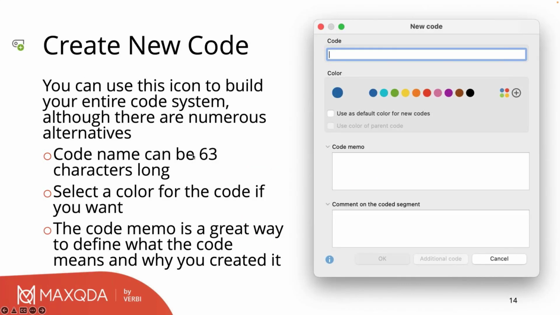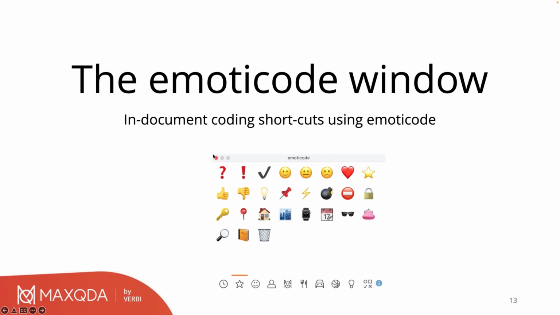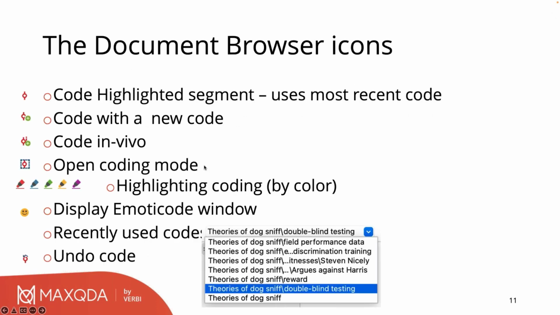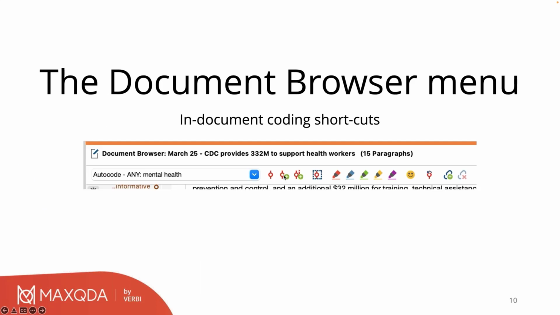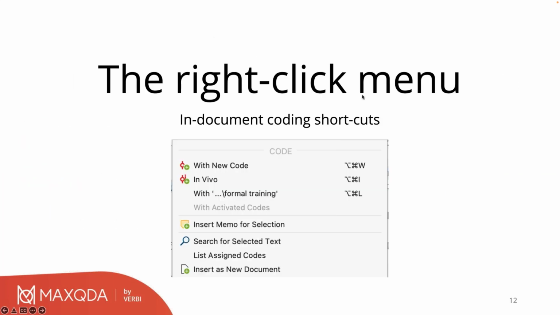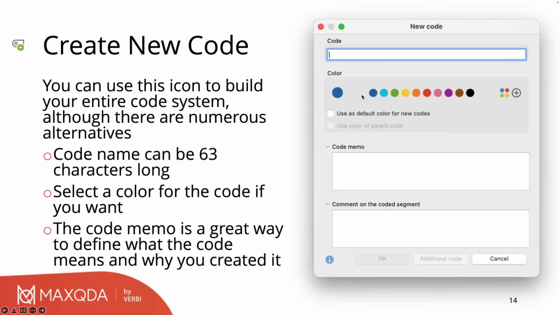Anytime you click that, create a new code, in whatever format, like this or this. Yes, I'm jumping all over this PowerPoint. It brings you to this window and it lets you create the name of the code. You can add a color to it for the code, which is useful.